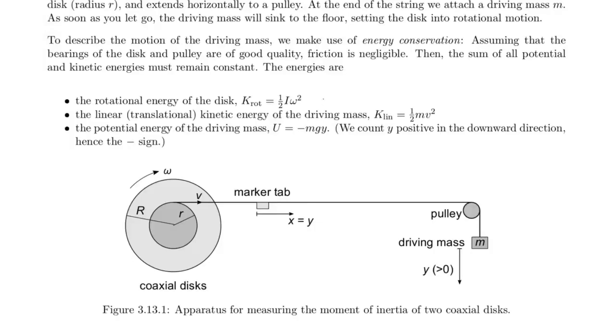To analyze the motion, we assume that friction is negligible. In that case, the sum of all potential and kinetic energies must remain constant. What are those energies? Well, we have the rotational energy of the disk, 1/2 times I times omega squared. We have the linear or translational kinetic energy of the driving mass, 1/2 times little m times v squared. And that driving mass also has a potential energy, negative mgy.